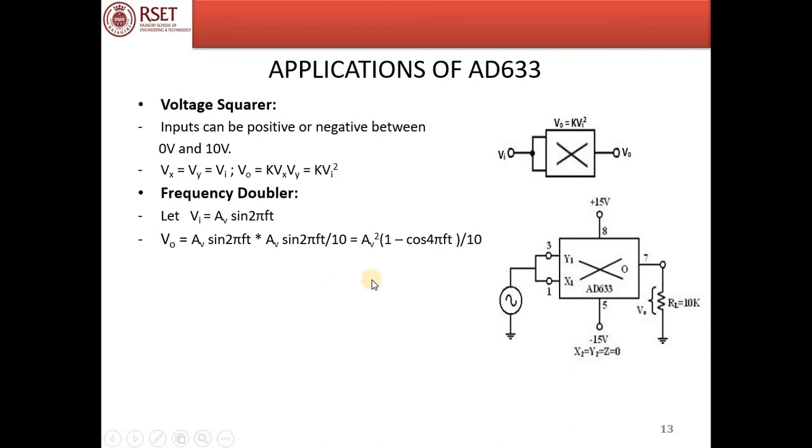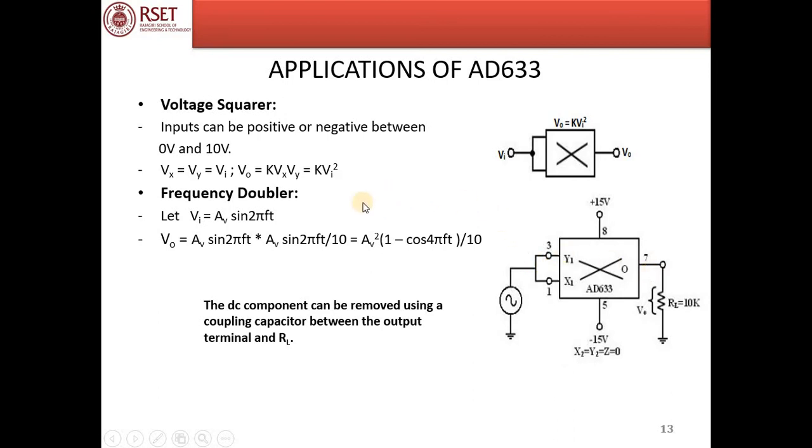So we can see that there is a DC value, AV squared into 1 by 10. That DC value can be removed by placing a capacitor at the output. If we remove that, we will only get an output whose frequency is double, that is cos 4 pi ft, double the input frequency. Frequency of the input is 2 pi ft, but we get 4 pi ft at the output. So we saw that AD633 can be used as a frequency doubler.